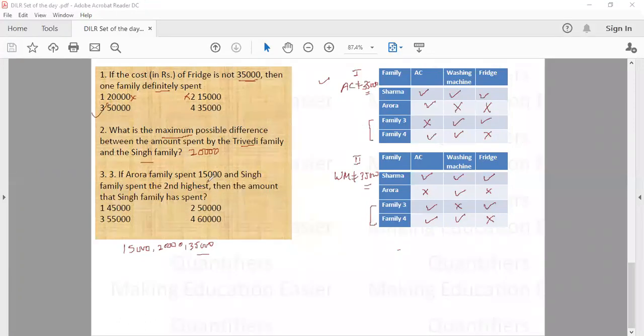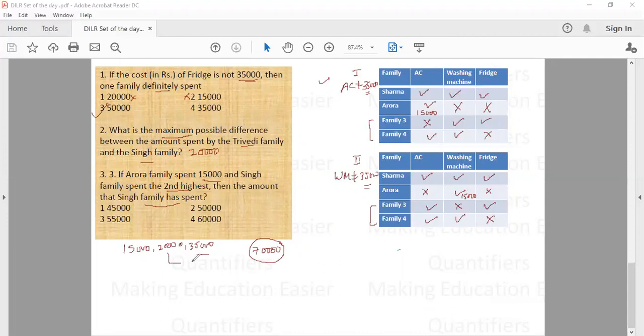Next it says, if Arora family spent 15,000, that means in the first case, the cost of AC is 15,000. And in the second case, the cost of washing machine is 15,000. And Singh family spent the second highest amount, then the amount that Singh family has spent is... So obviously, the highest amount spent is 70,000, spent by the Sharma family who purchased all the three items. This is the highest amount spent, right?